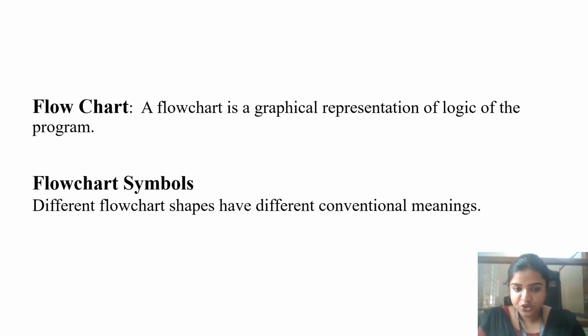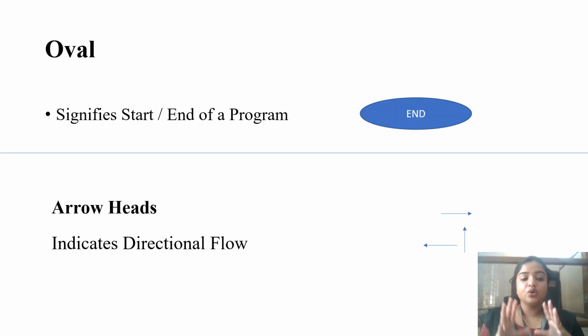Now we'll move to the flowchart. A flowchart is a graphical representation of the logic of the program. From this definition itself, we understand that flowcharts include graphics, some graphs and symbols. Different flowchart shapes have different conventional meanings. Now we'll see the flowchart symbols. First of all, the oval signifies the start and end of the program. In the algorithm we saw the first step as start and the last step as stop. So in the flowchart, the oval is the start and end of the program.